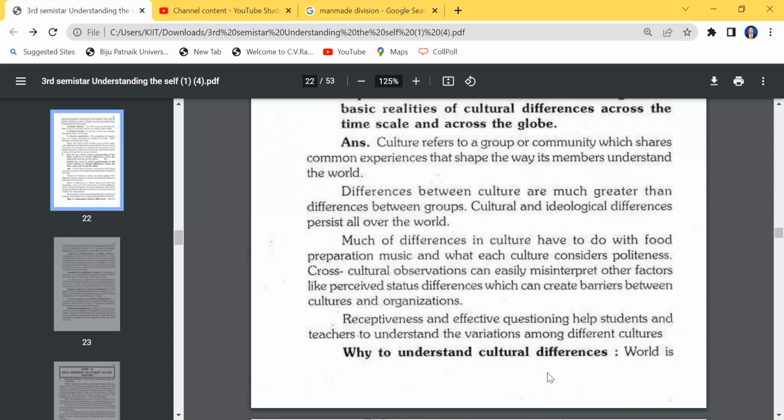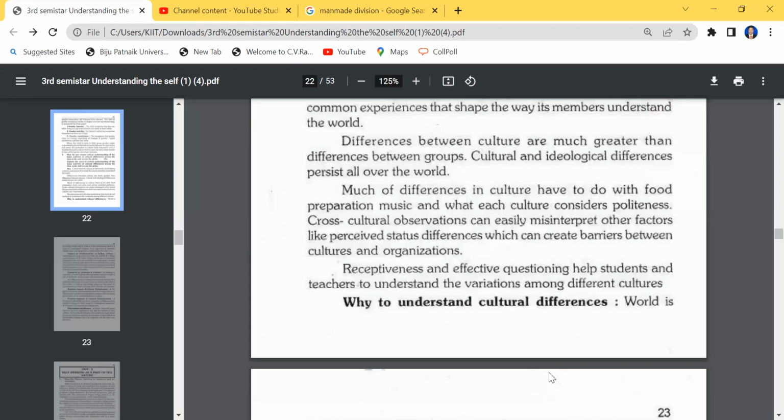Cross-culture observation can easily miss factors like perceived status differences, which can create barriers between cultures and organizations. Receptiveness and effectiveness questions help students and teachers to understand the variations among different cultures. Different states have different cultures, different countries have different cultures, and different castes have different cultures. So cultures should be different.